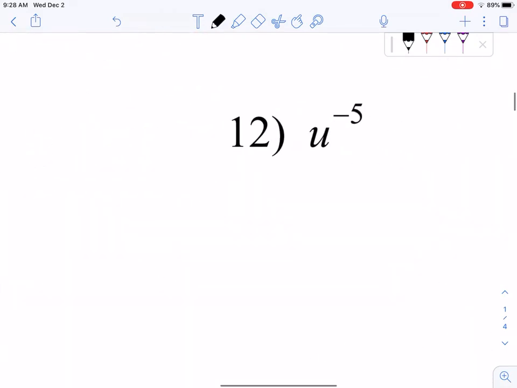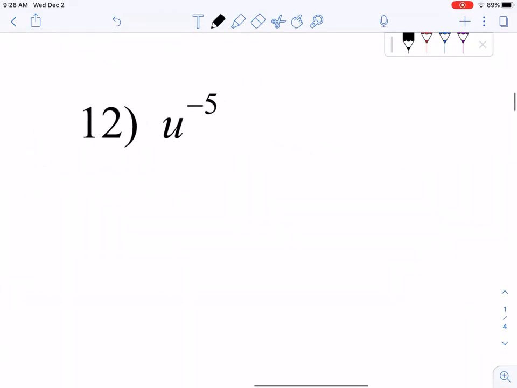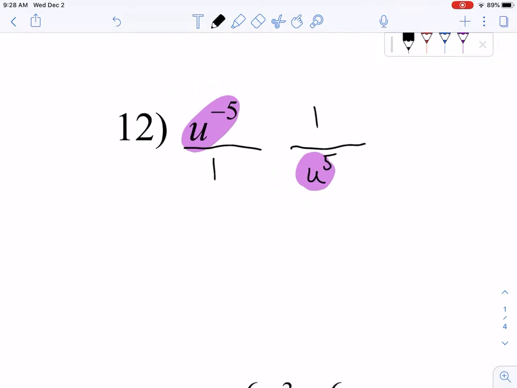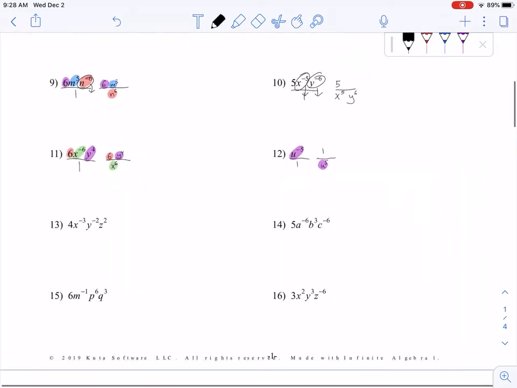So if you notice, all we're doing is moving things that have a negative exponent attached to them. So for this one, u to the negative 5th is not happy where it's at. It needs to move downstairs. So now it is u to the positive 5th. And then I don't have anything to write, so I'm going to write a 1 as a placeholder.